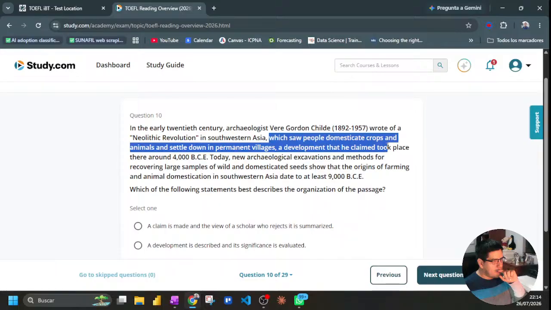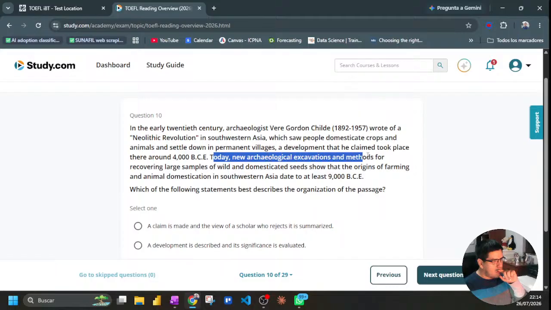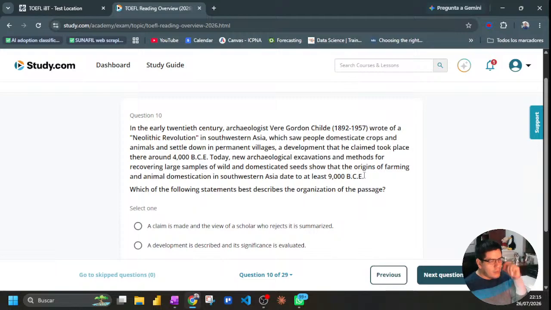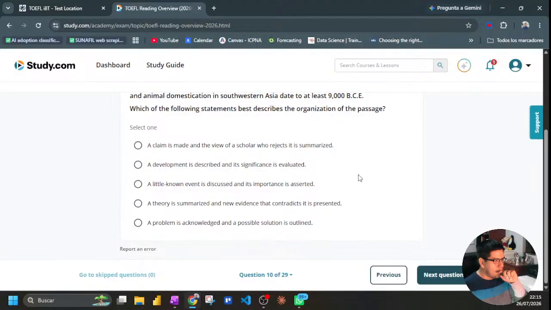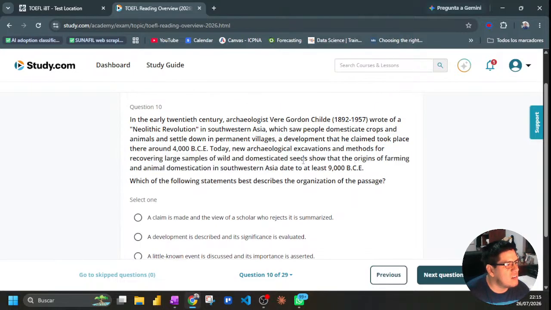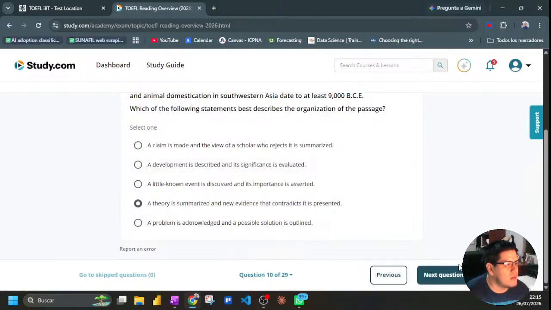What environmental claim today... before Christ era. And I think the theory is summarized and new evidence that contradicts it is presented. Yeah, I think it's that.